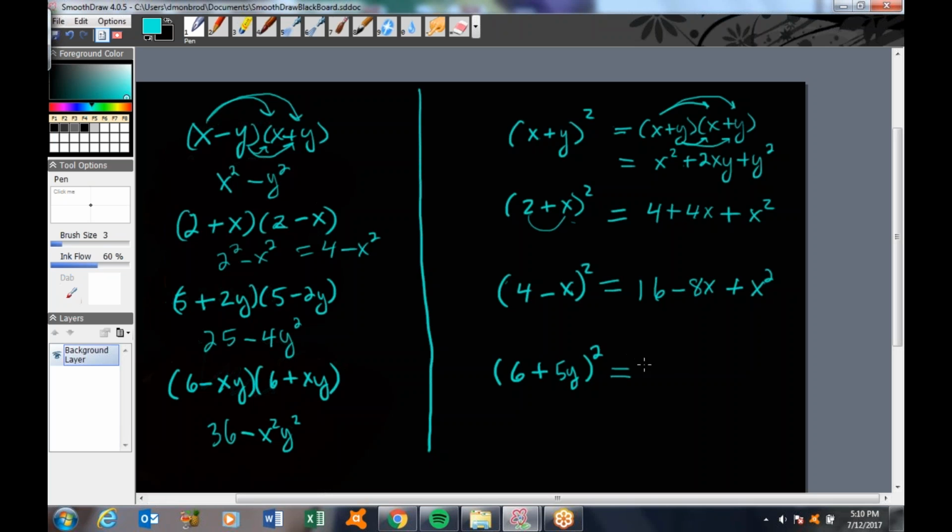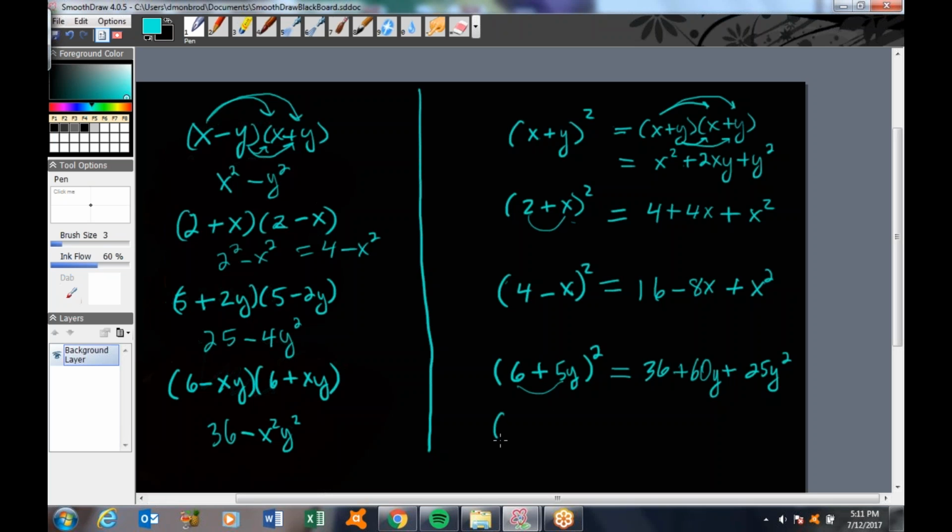So this next one, we would have a 36, because 6 squared is 36, and we would have plus 25y squared. And the middle would be 6 times 5 is 30, but you got to have a y there. So 30y doubled makes 60y. Now what makes this so easy is that most people can do this doubling in their head. So it's not a lot of extra work to do this.